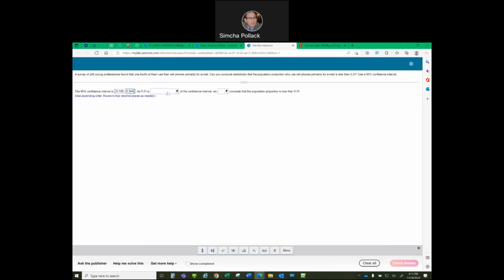Now, let's analyze this. 31% is outside this interval. What we're saying is, even though we got a sample average of 25%, the real answer, meaning the population value, could be anywhere between roughly 20% to 30%. But 31% just misses that. It's outside. So it's not really realistic to say the average of the population is 31% when we got an average of 25%. So it's above the upper limit.